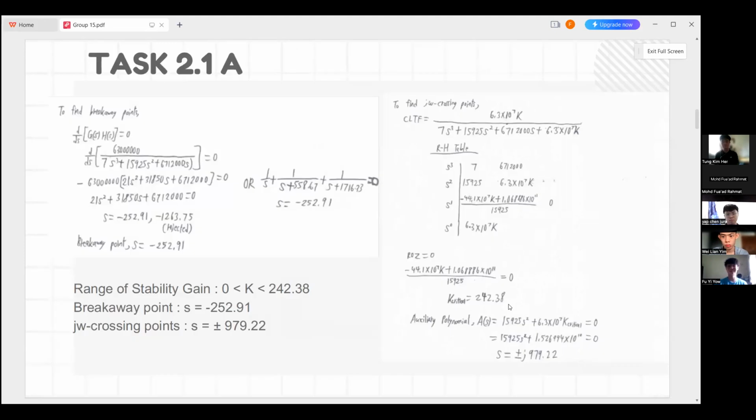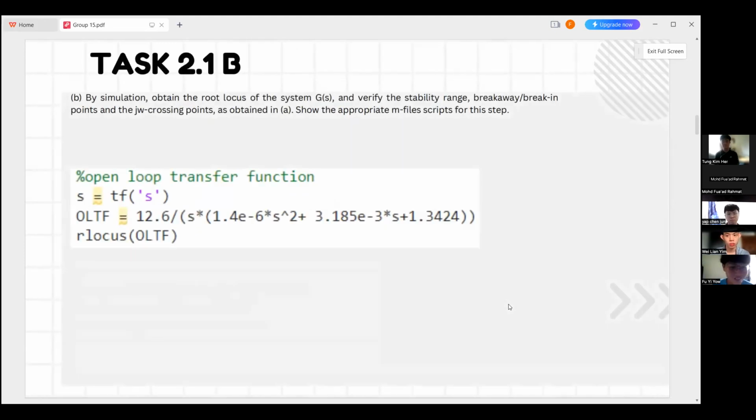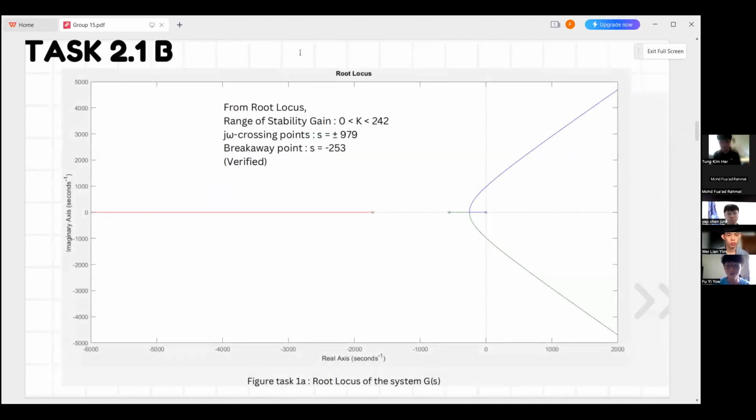Continue. Now we will go to task 2.1b, and in this question we will plot the root locus by using MATLAB, and this is our root locus. From the root locus, we obtain the gain, which is 240 until 242, and the j omega crossing is plus minus 979, and the breakaway point is negative 253, which is similar to our manual calculation.